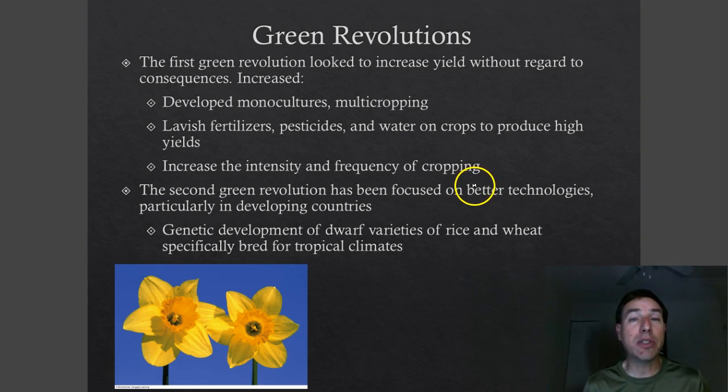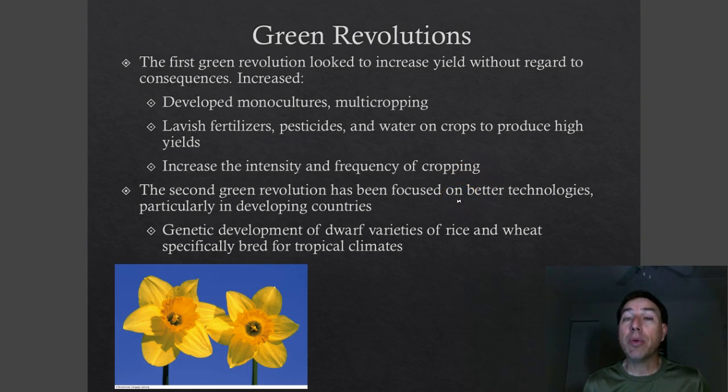They also would increase the intensity of the cropping, so they might plant two different crops on the same field. So they might plant corn and then later on plant some beans on the same field and have two harvests on the same field. So this is a very intense type of agriculture. And so that was the first green revolution, and it really did increase the amount of food on the planet.